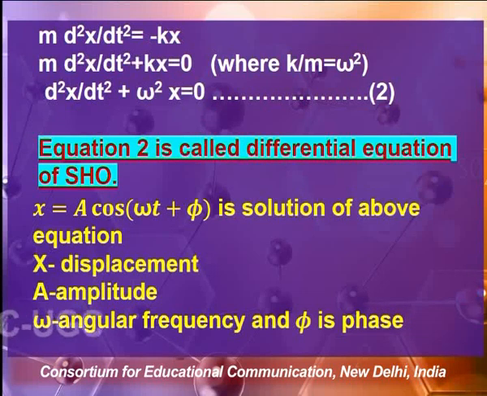So we get the simple harmonic motion equation, and we have to solve this equation also. The solution of this simple harmonic oscillator equation, d square x by dt square plus omega square x equal to 0, is x equal to a cos(omega t plus phi). This is the solution of the above equation. Here x is displacement, a is the amplitude, omega is the angular frequency, and phi is the phase.